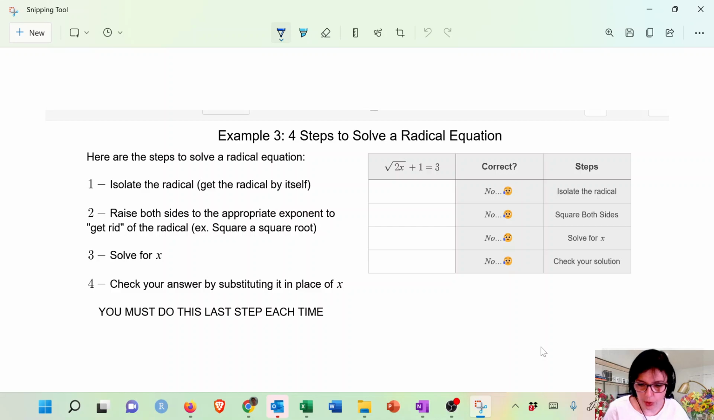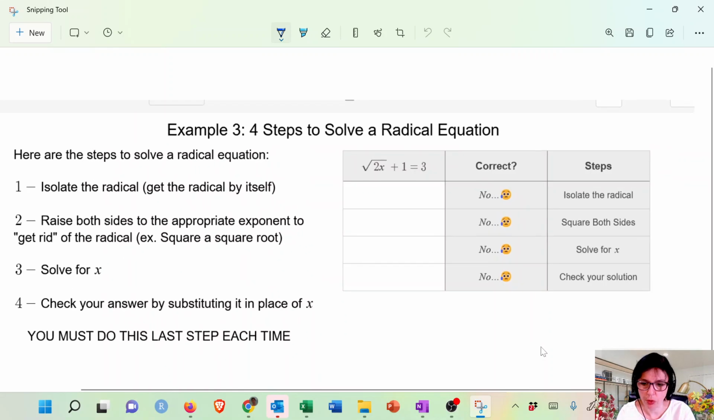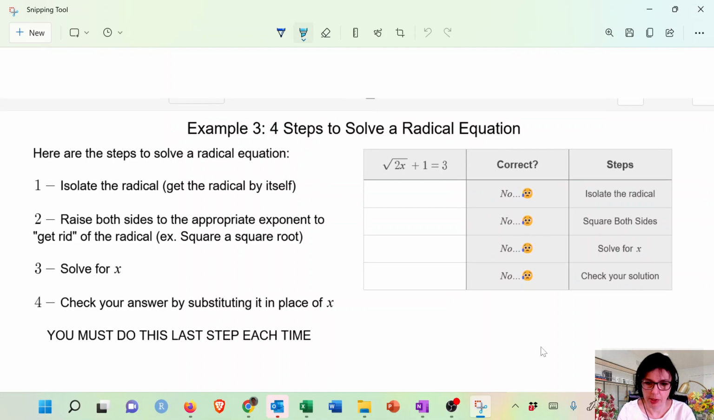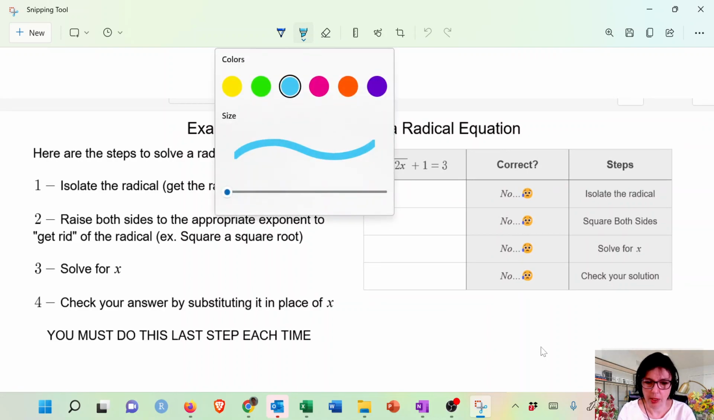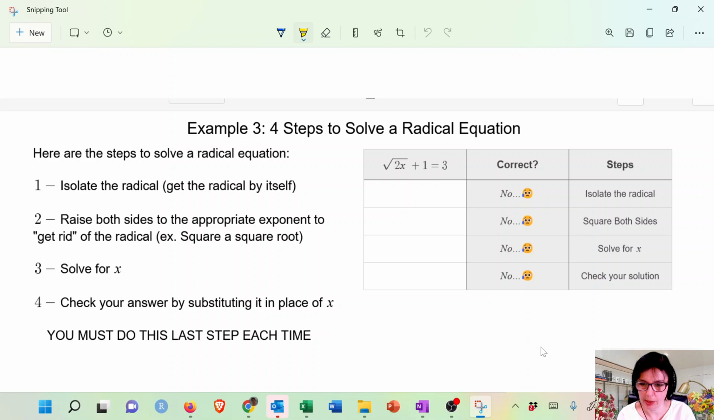So let's start with looking at this first example. I'm just writing on my screen, you're going to be typing in Desmos, right? So let's go ahead and see if we can find the root. For this example, I can see that the radical is right here, square root of 2x, and it is not isolated. You've got the plus 1 on the same side as the radical, so that's not good. So you need to subtract 1 from both sides. So what is that going to do? Well, that's going to turn this into square root of 2x on the left hand side, and then here it's going to cancel. On the other side you get 3 subtract 1, which is 2.